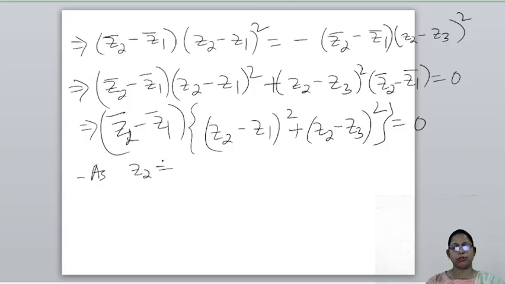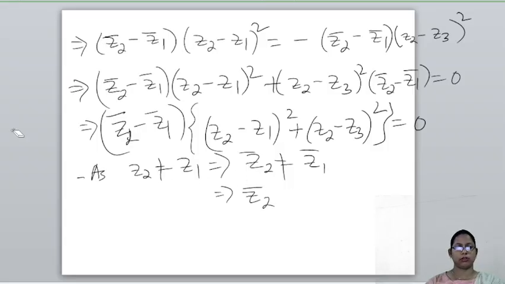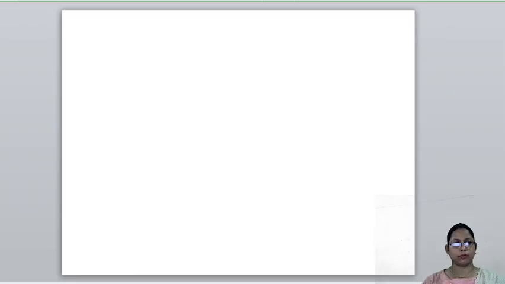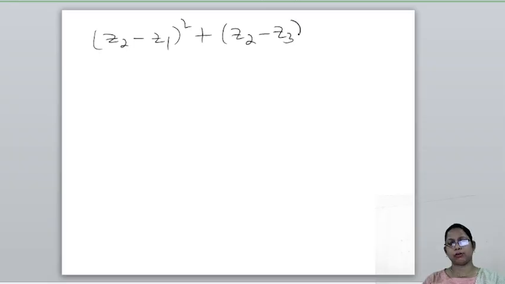As Z2 is not equal to Z1, this implies the conjugate of Z2 is not equal to the conjugate of Z1, so the conjugate of Z2 minus the conjugate of Z1 is not equal to 0. Therefore, we have only one option. When the product of these two terms is 0 and one term is not 0, the other term must be 0. So Z2 minus Z1 whole square plus Z2 minus Z3 whole square is equal to 0.